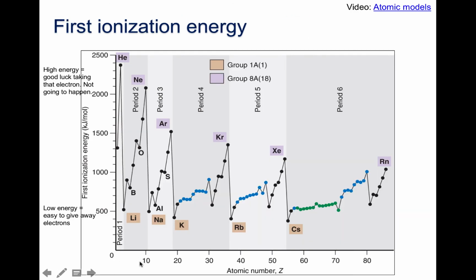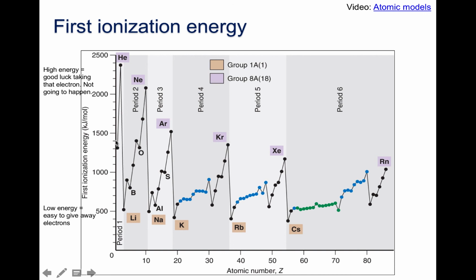Here's another diagram representing that information. Here we have atomic number on the x-axis. We have first ionization energy here on the y-axis. And remember, low energy means it's easy to give away electrons. So you're going to find all the metals down here in the low ionization energy region. And then up here, the high energy means it's difficult to remove an electron. And this is where you're going to find the nonmetals who do not like to give away electrons.